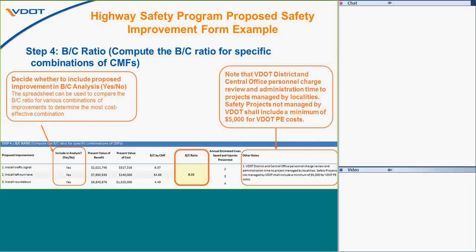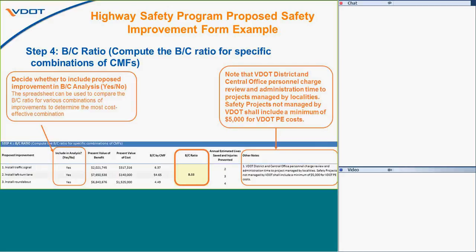Now, repeating the benefit cost ratio, this is how it all comes together. You decide whether or not the specific treatments you have for the proposed improvement would be included in the final analysis. Part of that is having the ability to toggle yes or no to see what the final BC ratio is, which you can see circled in the middle of the screen.